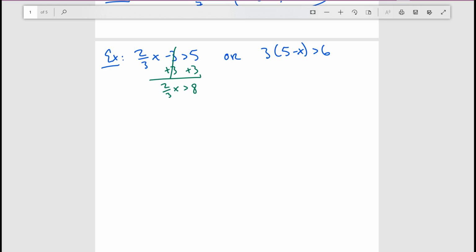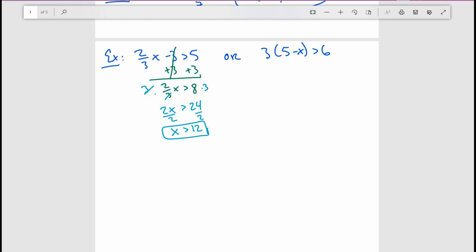I'm going to move the 3 first. I'm going to move the 3 over, so that's going to cancel that out. So I have 2x is greater than 24. And then I'm going to divide by 2. So x in this case is greater than 12. Okay, so I got my first solution.